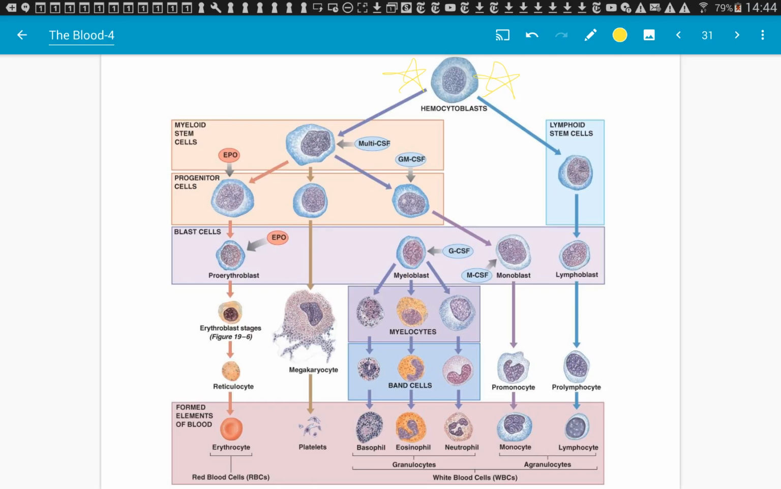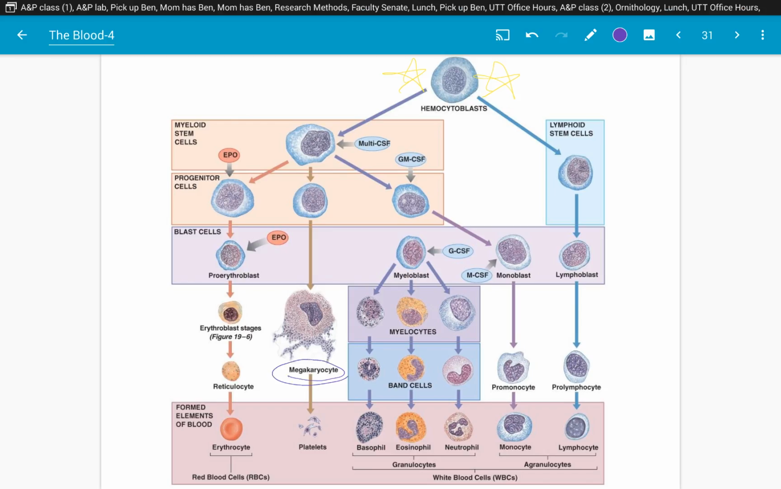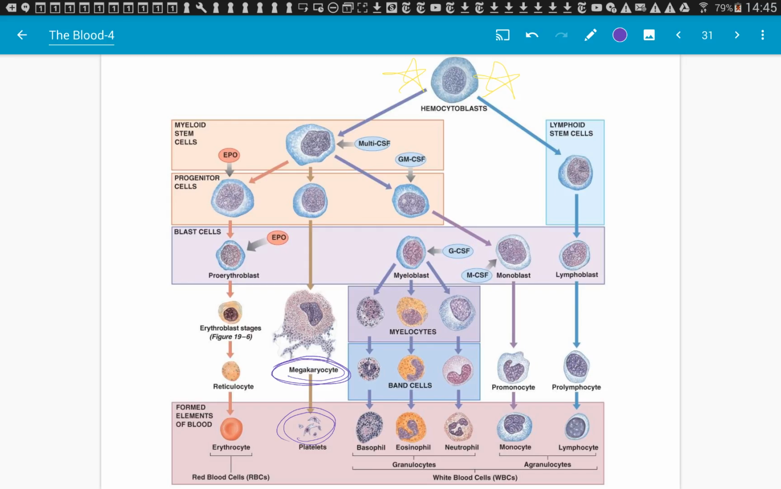I did want to point out, so megakaryocyte right here, this is that big cell where fragments break off. Those fragments become your platelets. So they originate from this big cell in the bone marrow, and then we have these little fragments that break off, and those have cytoplasm and the plasma membrane, and you have your platelets. I think that's all I wanted to mention there.